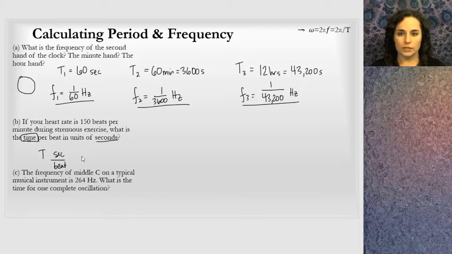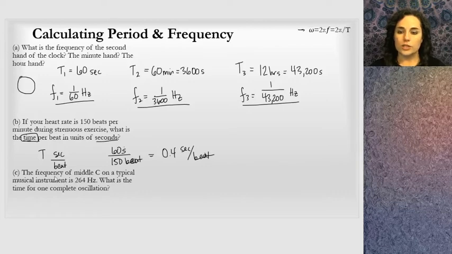Seconds per beat. So they tell me in 1 minute, so 60 seconds, the heart beats 150 times. So I will write that out here, beat. Okay. When I simplify this, I get 0.4 seconds per 1 beat.